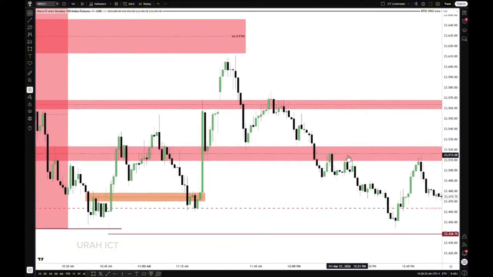Market trades one more time to consequent encroachment, drops lower, clears up sell side here, trades down into this wick, consequent encroachment. Watch. This is what you're supposed to be doing when you're back testing and recording your observations, studying these types of things.